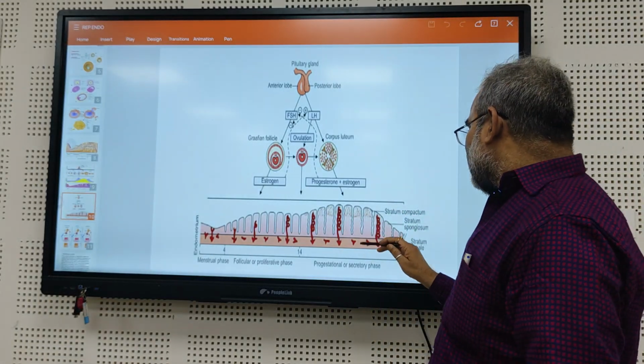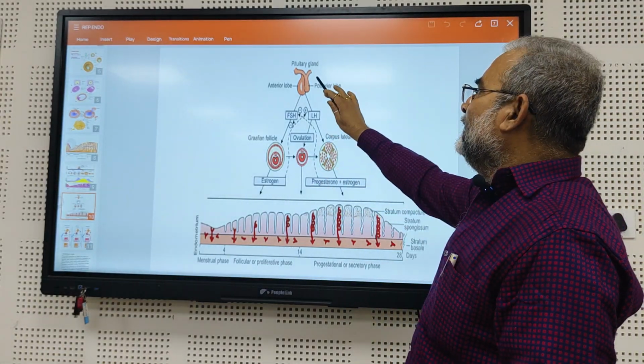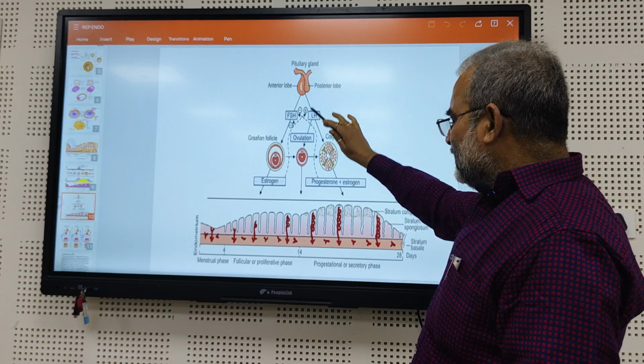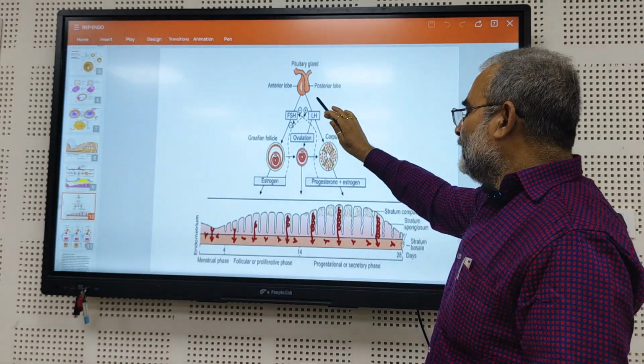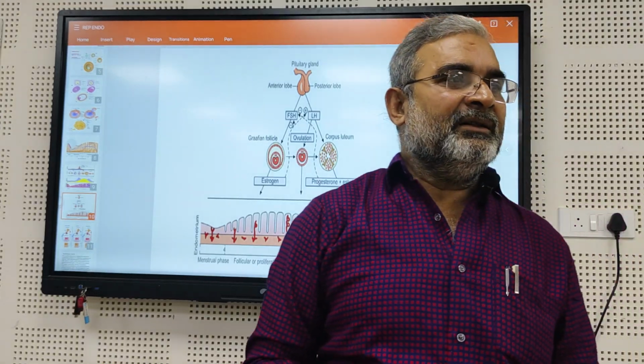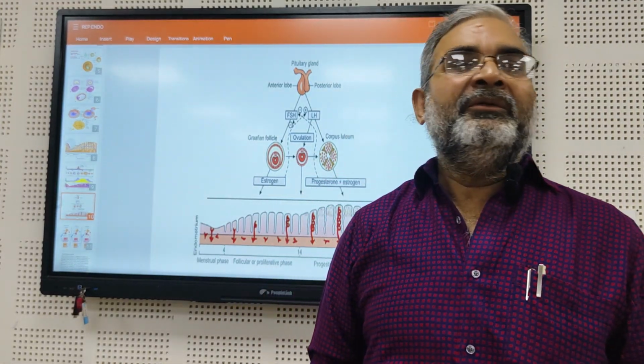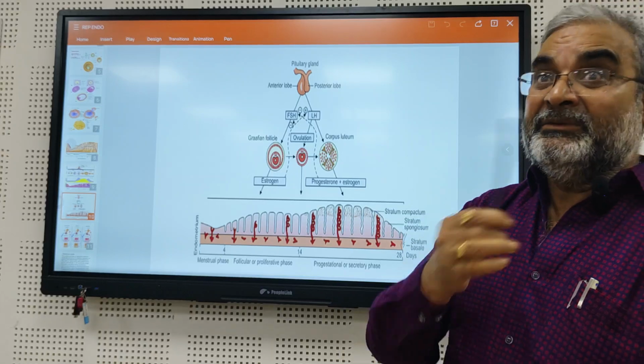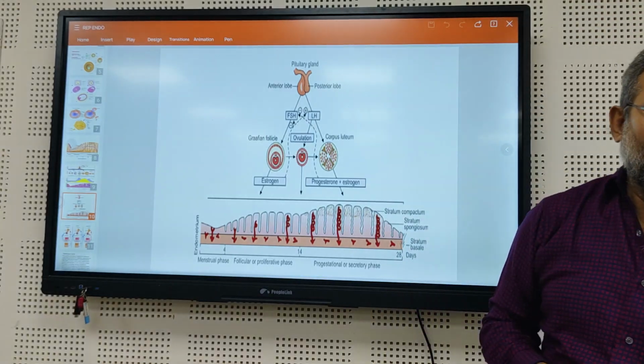In this way, the coordination of all these 3 structures is related by the positive or negative feedback mechanism. Feedback mechanism हम पहले पढ़ा चुके हैं, पढ़ा है ना.